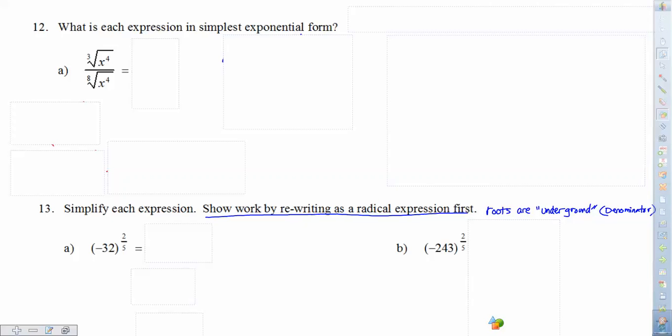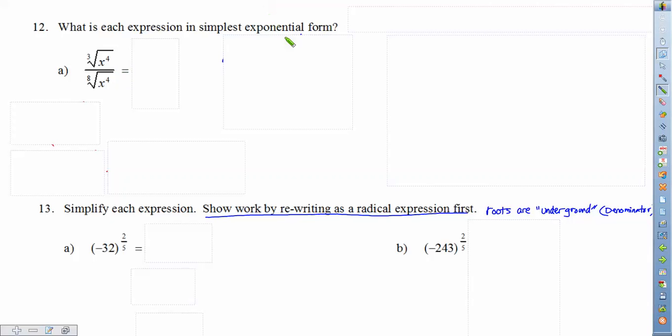Alright, 12, writing the expression in simplest exponential form. At first glance, once again, it might be very easy to get really stumped on these problems. The reason some students get stumped is because they're looking at the fact that you're trying to take a cube root and divide it by an eighth root. But the fact of the matter is that these are not simplified.